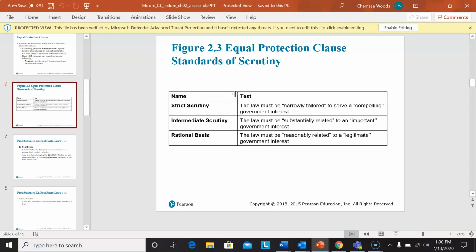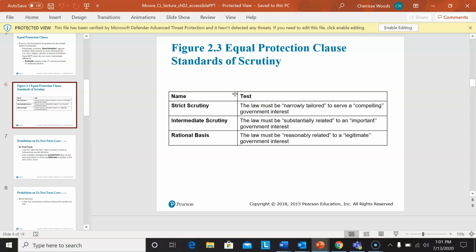Okay? Your book says that if the classification discriminates based on gender, intermediate scrutiny will be used. So if you see a law that says this only applies to males or this only applies to females, and the other gender wants to file an equal protection suit, then intermediate scrutiny is the standard that the court will use to determine whether or not that law is constitutional.